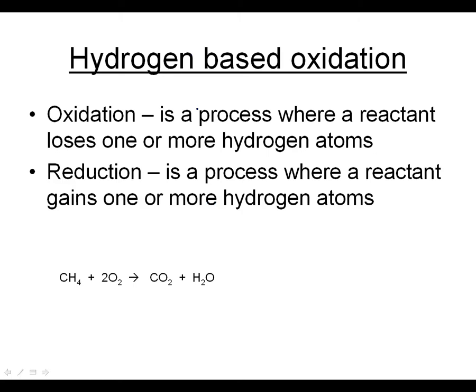And here's our example of hydrogen, which is our hydrogen based. Again, if we gain more hydrogen, then it's reduction. If we lose hydrogen, it's oxidation. So carbon here lost some hydrogen. So since it lost some hydrogen, carbon here, or the CH4, is going through oxidation, while our oxygen here by default would then be going through reduction.